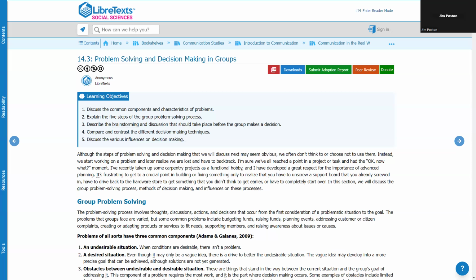Although the steps of problem solving and decision making that we will discuss next may seem obvious, we often don't think to or choose not to use them. Instead, we start working on a problem and later realize we are lost and have to backtrack. I'm sure we've all reached a point in a project or task and had the okay, now what moment.